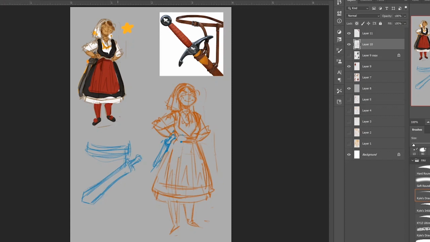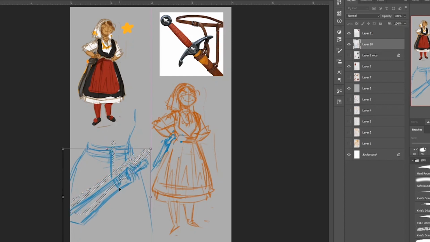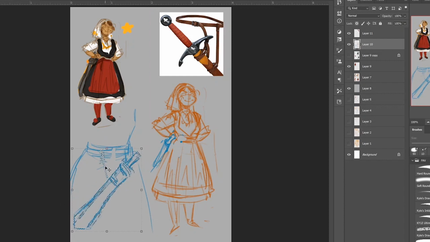I looked up more reference to see how the holster, is that what they call sword holsters? Sword sheaths. I looked up reference to see how I wanted her sheath to look for her sword, because don't be afraid of using reference. There's nothing wrong with using reference. Everyone uses reference. If you don't know how to draw something, look it up, use reference, and then you know how to draw it now, and you can draw it right in the future.